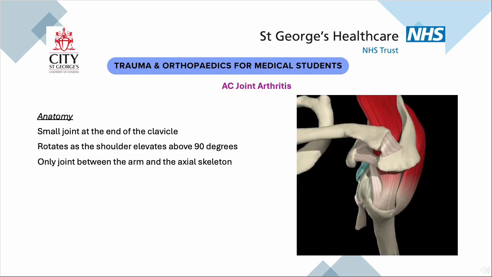The final condition we'll talk about in the shoulder is AC joint arthritis. So the AC joint is a small joint at the end of the clavicle, and it starts to rotate as the shoulder elevates above 90 degrees. So there are shear forces going through the joint, and it's the only joint between the arm and the axial skeleton.